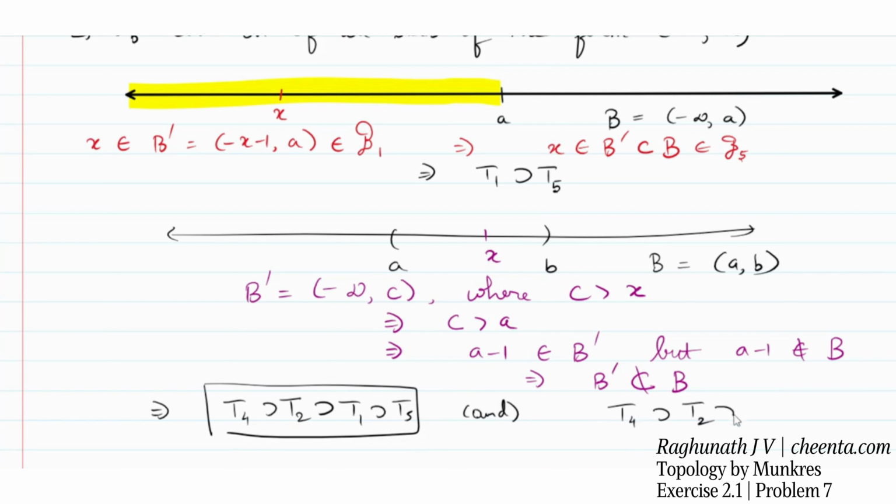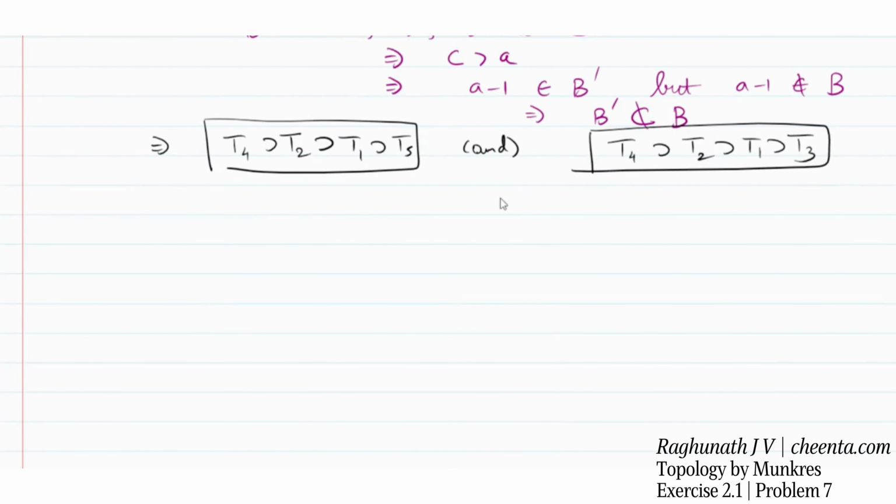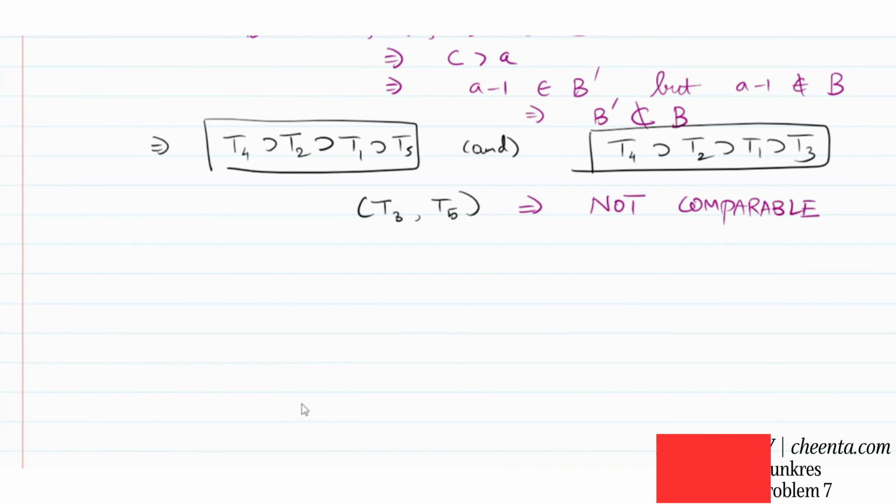T4 is finer than T2 is finer than T1 is finer than T3. Now we are yet to compare only T3 and T5. As an exercise, you are asked to prove that T3 and T5 are not comparable, and put in your ideas in the comment section. So see you in the next video.